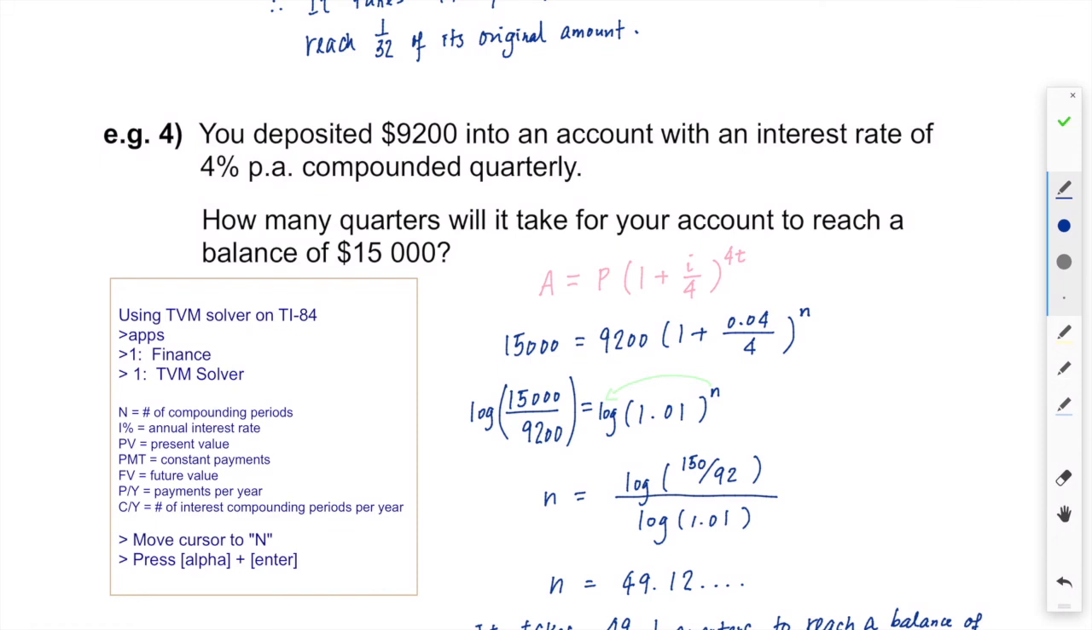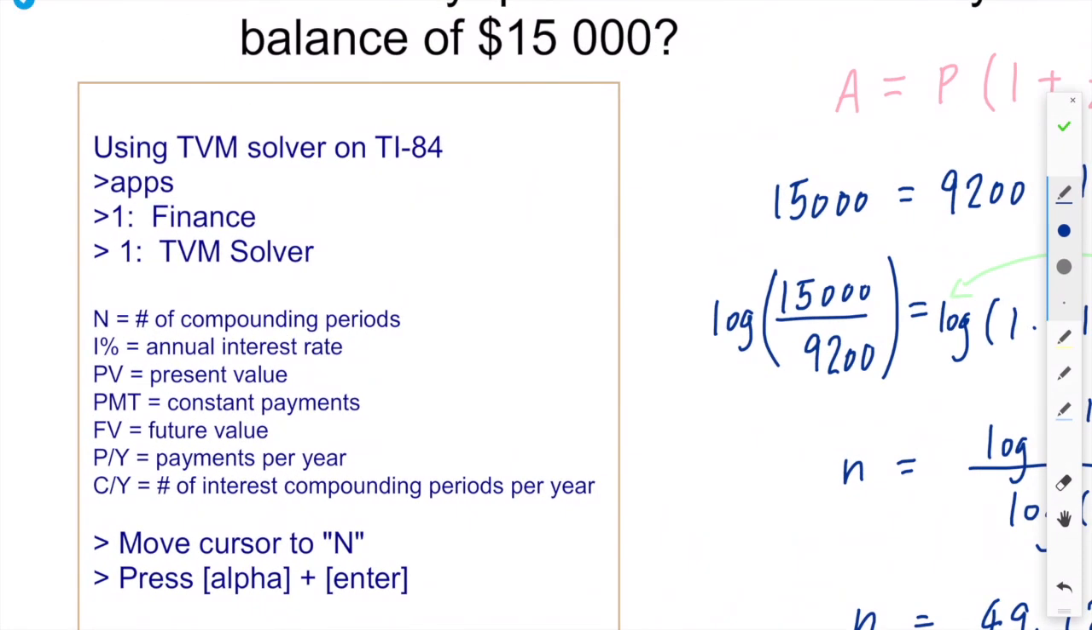So this is solving the question manually. When you take out your TVM solver or your graphing calculator, you're going to notice that you can follow apps, go to the Finance menu, and go to the TVM solver menu. And then there'll be a big chart showing different letters, N, I, PV, PMT, all these good things. And on this slide here, I have actually included the meaning of each of those numbers.